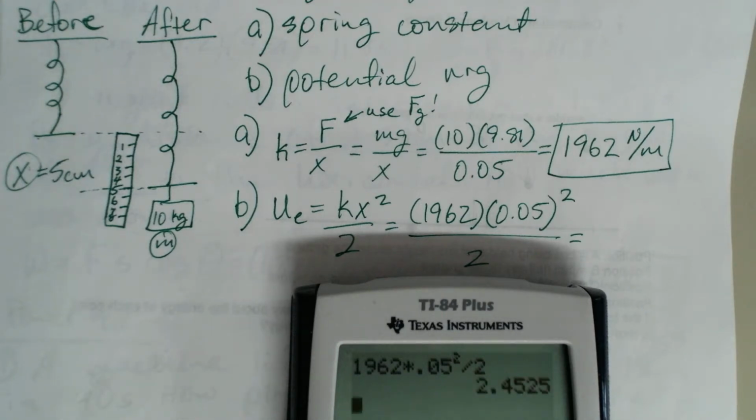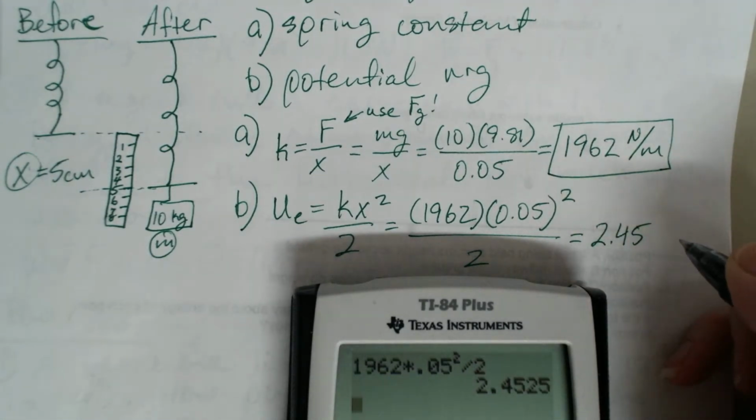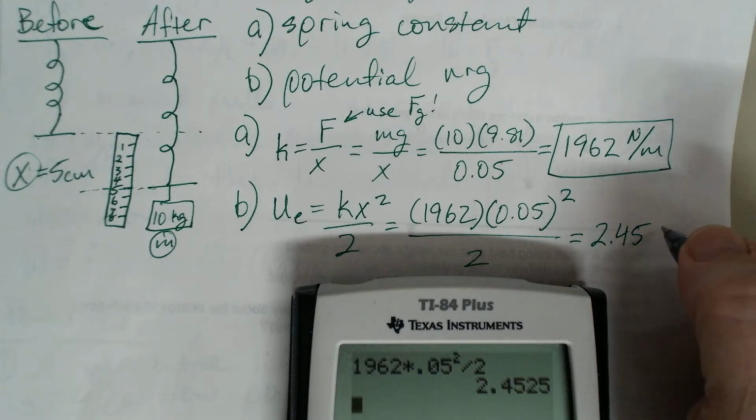Okay, and so you get 2.45. Okay, so 2.45, and then the unit for energy is a joule. So 2.45 joules.